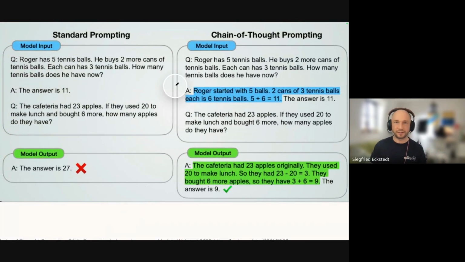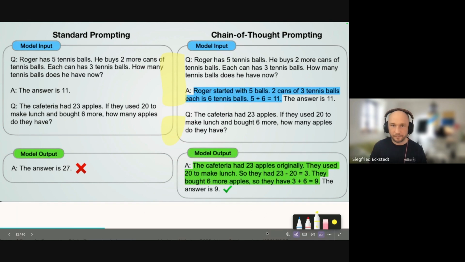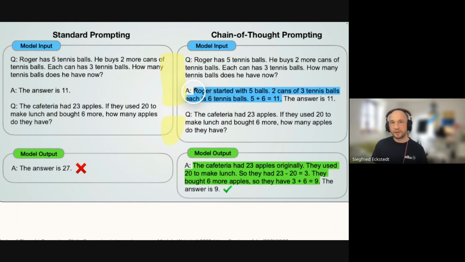But how do we do that? Here, the example is very easy. It's more of an arithmetical problem, and it starts with the example of one question-answer pair, and then it's followed up by a new problem. And what do we do as an extension to the answer of the first example? It is highlighted in blue here: we showcase to the model how it should reason as it creates an answer.